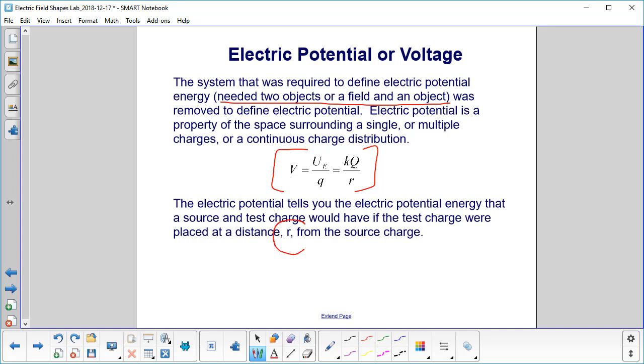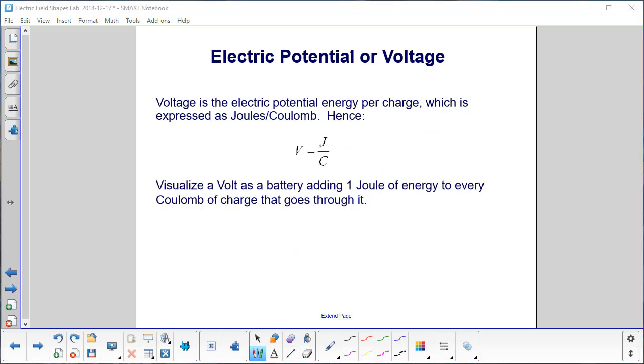And be careful to use r here. For force and electric field, you had 1 over r squared. For electric potential and electric potential energy, you have 1 over r. Voltage is the electric potential energy per charge, so if we do the units, volts will equal joules per coulomb. Perhaps you can visualize a volt as a battery that adds 1 joule of energy to every 1 coulomb of charge that goes through it, and that would be 1 volt.